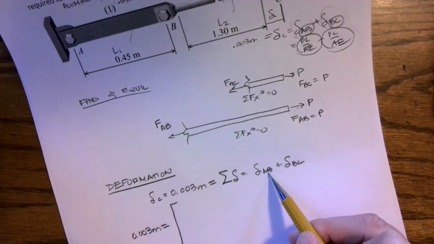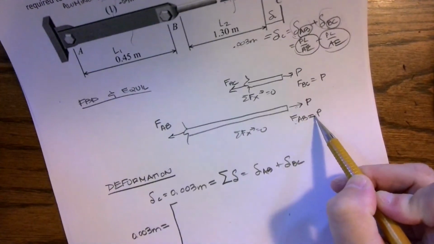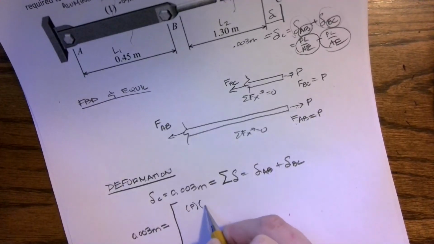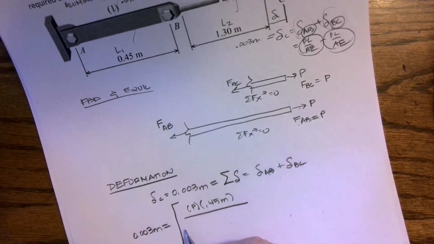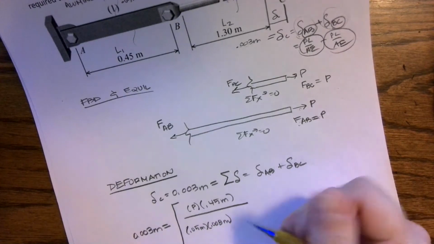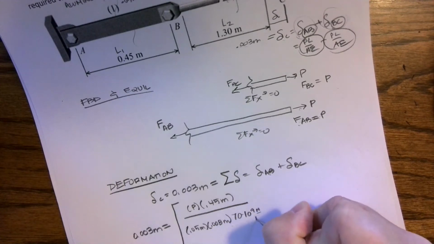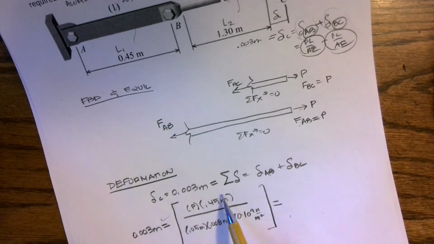Let's start with A to B. The force in A to B is equal to P. Its original length is 0.45 meters. Its area is 0.05 meters times 0.008 meters. And its E is 70 times 10 to the 9th pascals, which is a newton per meter squared. So I've got meters, meters, newtons, meters squared.